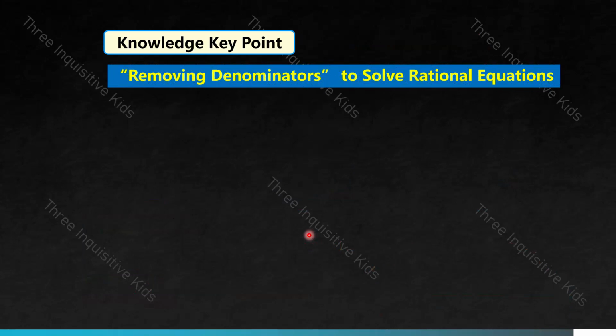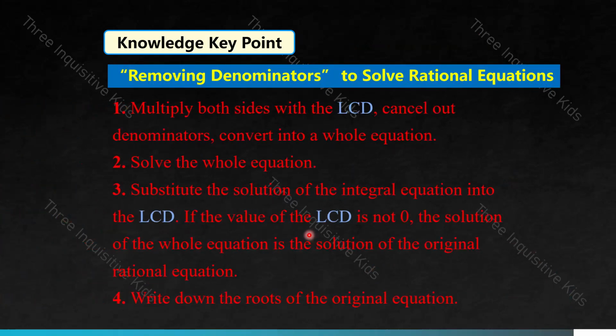Knowledge key point: removing denominators to solve rational equations. We multiply both sides with the least common denominator. We cancel out the denominators and we convert it into a whole equation. Now that it's in the form of a whole equation, we can just use the steps that we have already learned to solve. We solve the whole equation and we substitute the solution that we get into the least common denominator. If the value of the least common denominator does not become 0, then this is the correct solution. If not, then the solution of this rational equation does not exist.